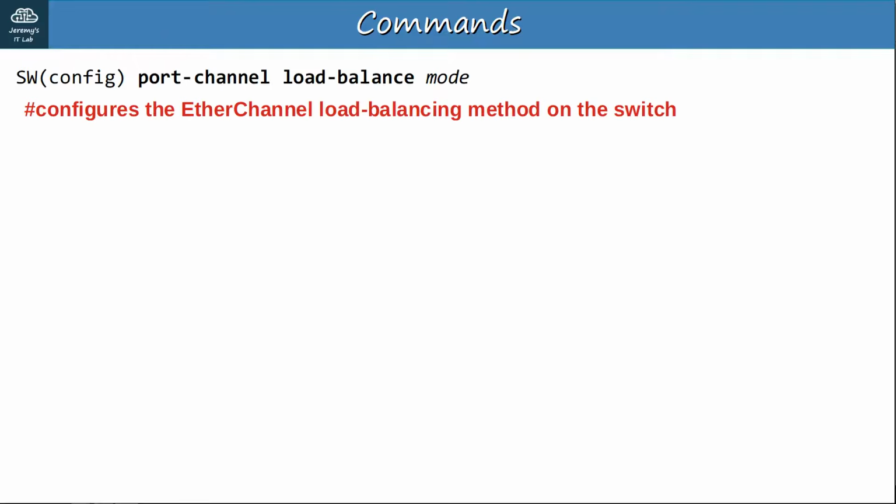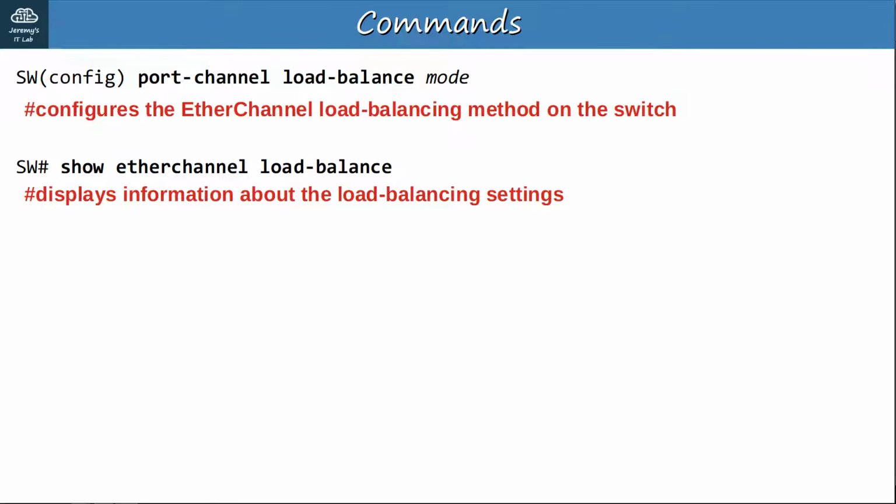Okay, let's quickly review the commands we covered. First is port-channel load-balance, followed by the mode, which, depending on the switch model, can involve MAC addresses, IP addresses, or layer 4 port numbers, using either the source, destination, or both source and destination in the calculation to determine which physical interface is used to forward any specific flow of traffic.